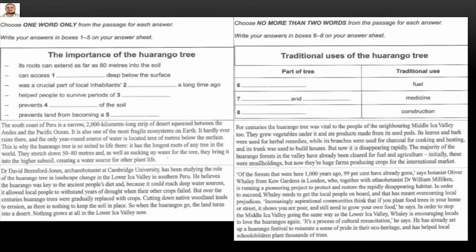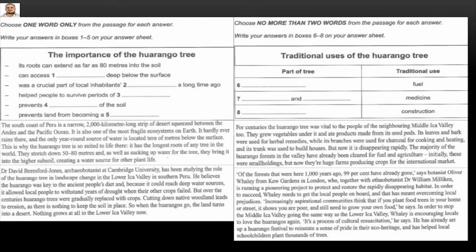Okay, we come to the answers now. And as well as sucking up water from the tree, they bring it into the higher subsoil, creating a water source for other plant life. So, can access water deep below the surface. Here, why? Because it says sucking up water for the tree, they bring it into the higher subsoil, creating a water source for other plant life. So number 1 will be water.